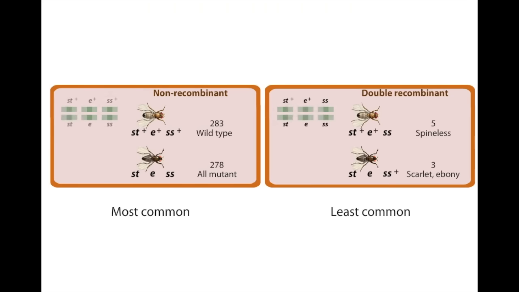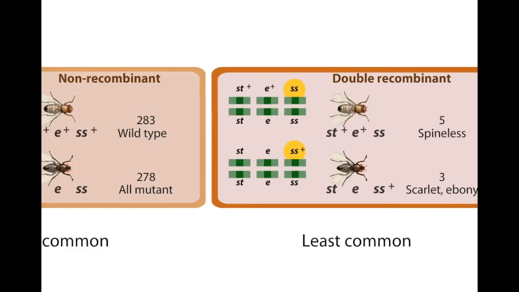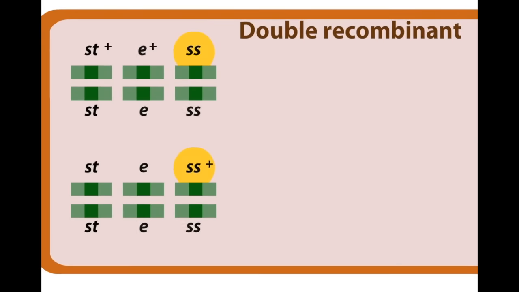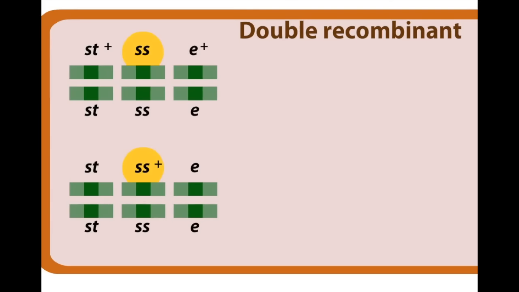Spineless progeny differ from wild-type non-recombinant progeny at a single locus, spineless. Similarly, scarlet-eyed ebony progeny differ from the triple mutant non-recombinants at a single locus, again, spineless. Clearly, spineless is the double recombinant locus that maps between the other two mutations.